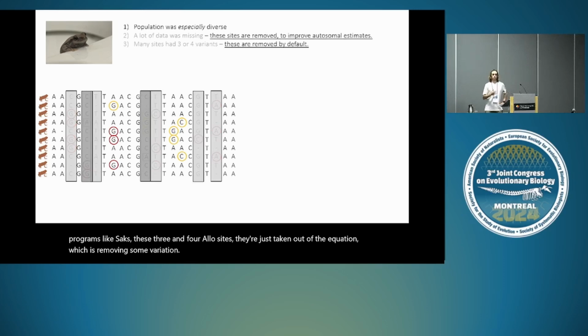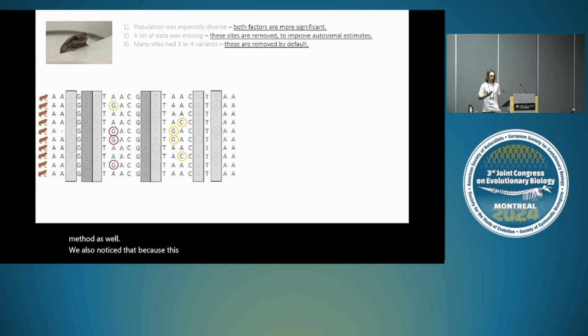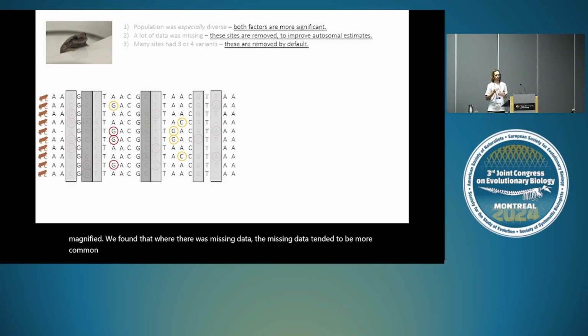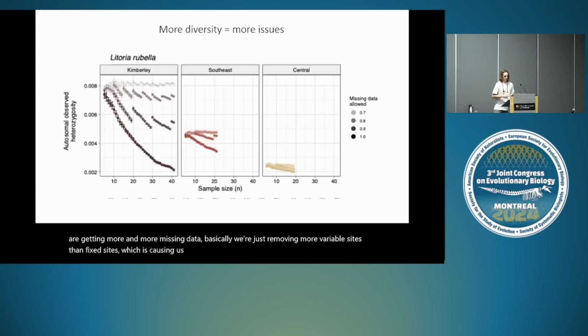Basically, because we have a lot of missing data, we're removing a lot of sites following this method as well. We also noticed that because this population was especially diverse, these problems were magnified. Where there was missing data, it tended to be more common at sites where there was variation as opposed to fixed sites. So as we get more and more missing data, we're removing more variable sites than fixed sites, which is causing us problems. This problem scales with diversity.